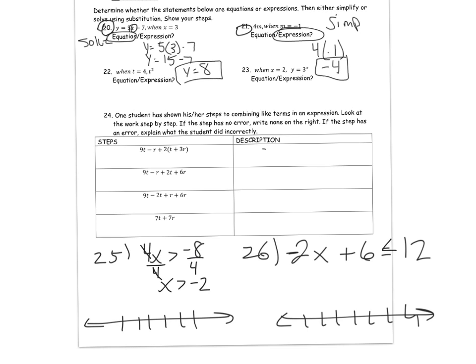So if you want to plot a few points, we've got negative 2, negative 1, 0, negative 3, and so forth. Well, if it's just greater than, it's going to be an open circle, and greater than means we're going towards the positive, so it's going to be getting bigger.